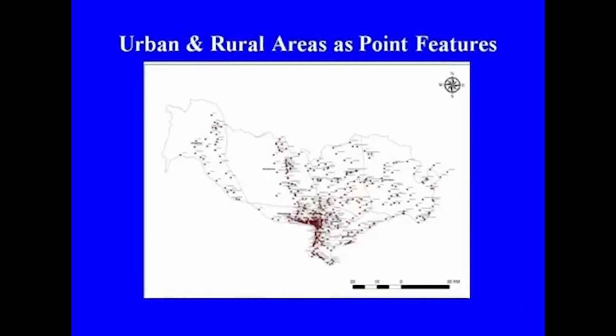Furthermore, it was also important that these should not be polluted by the pollutants which may be discharged into the drainage. Next is the urban and the rural areas as point features. This is important because we may have to carry out certain buffering analysis.